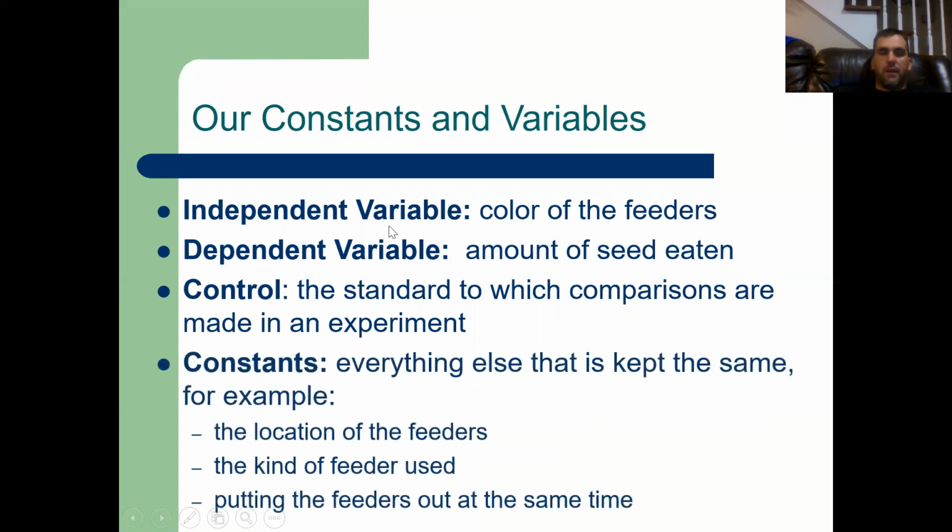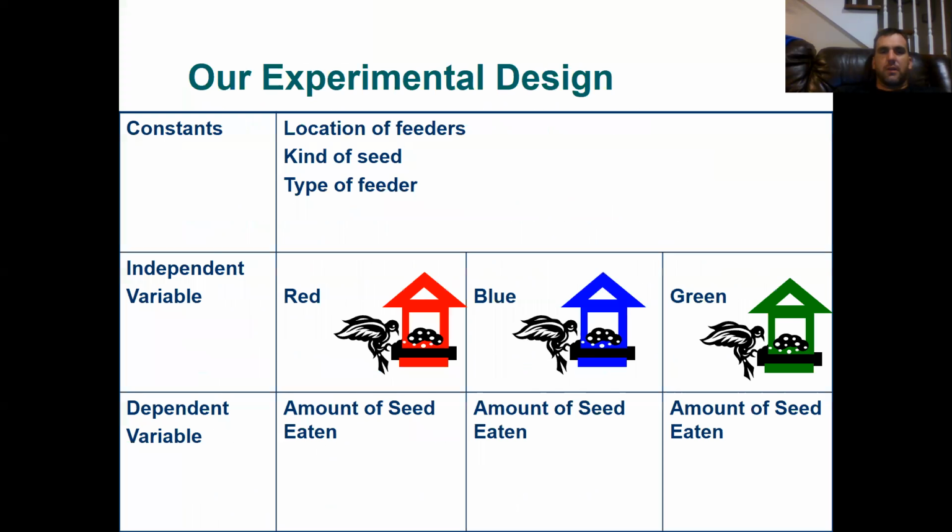And the constants, everything has to be kept the same. Location of the feeders, the kind of feeder used, putting the feeders out at the same time. Same season, okay, same number of birds trying to eat them. Might be something you need to measure, the same number of birds and compare. Well, the same size of birds, I'm sorry, the same size of birds, not number of birds, okay? Same size of birds are eating them.